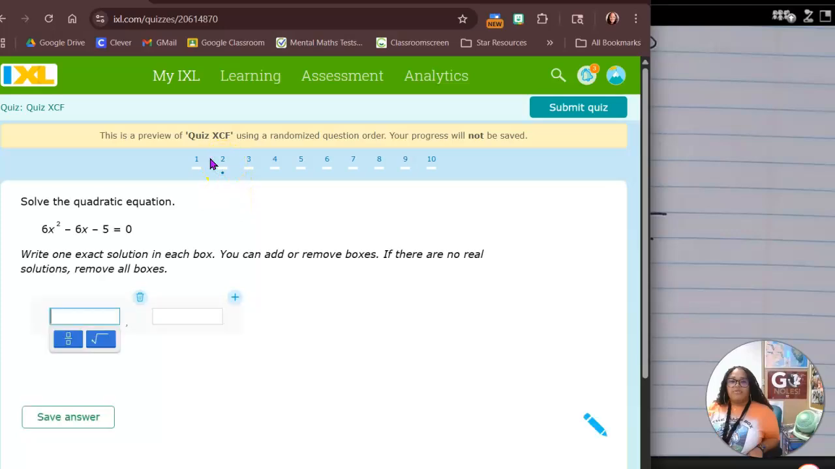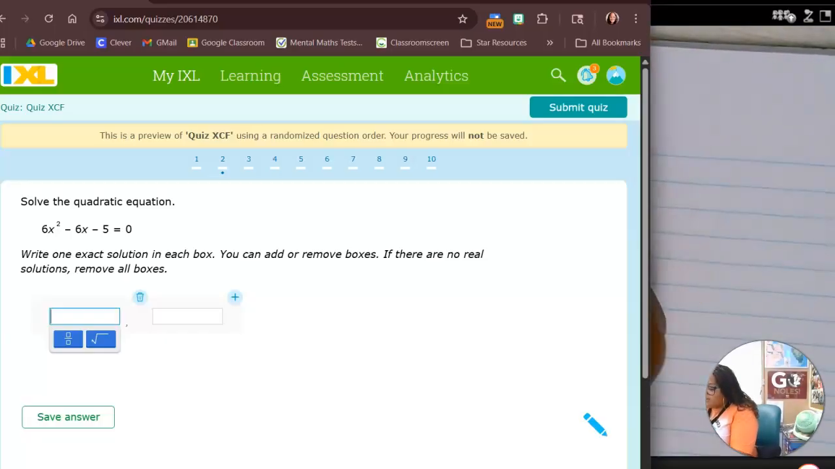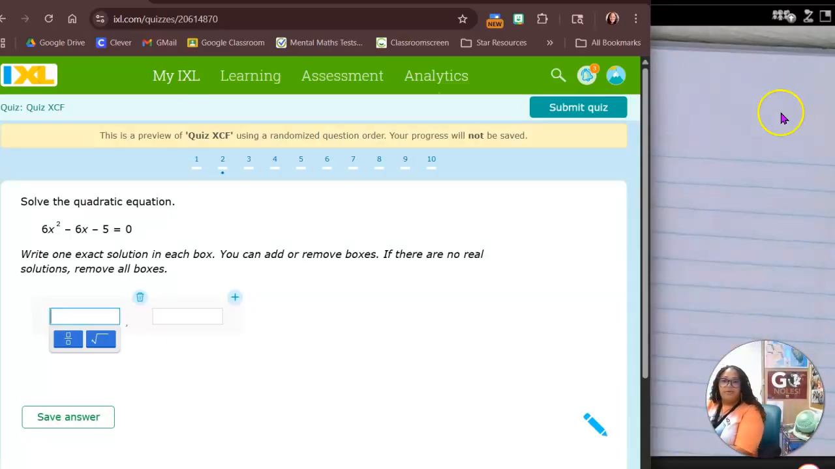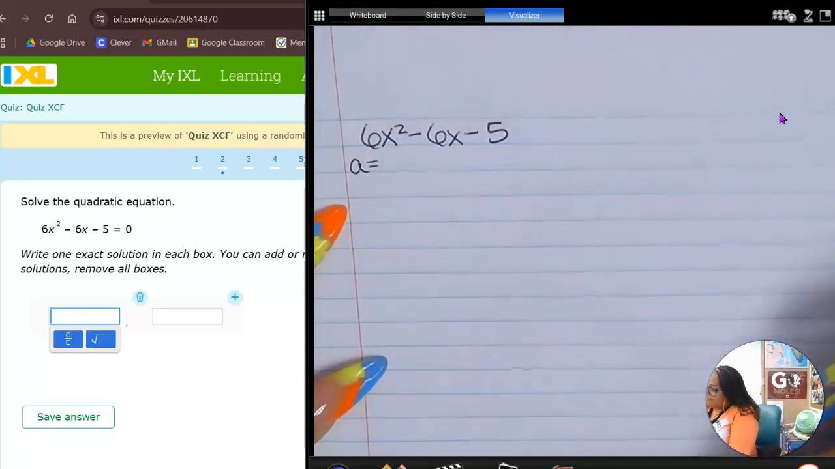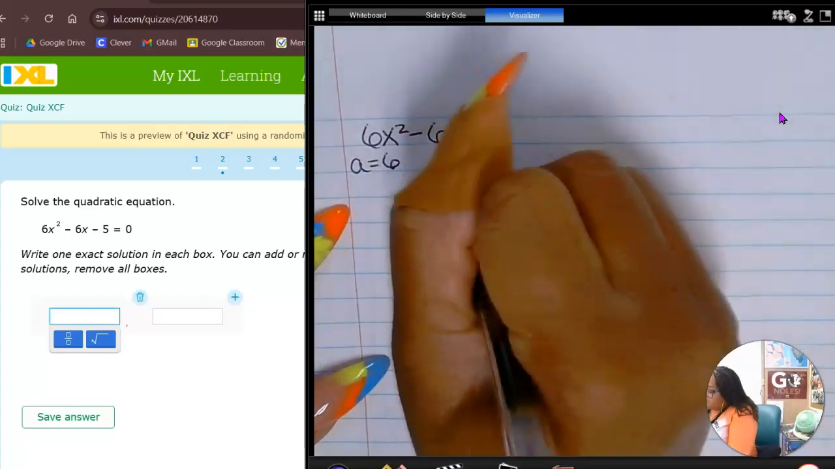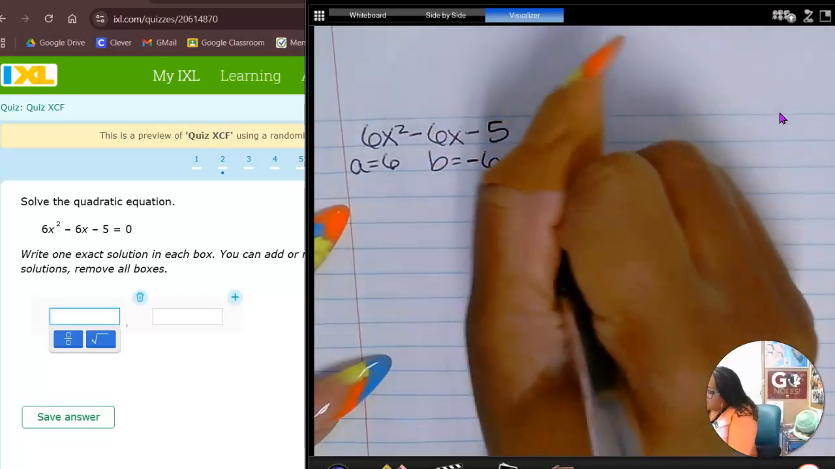Okay, I'm going on to number 2. Number 2 is straightforward for us. It's 6x squared minus 6x minus 5 equals 0. Who's my A? Positive 6. Who's B? -6. And who's C?